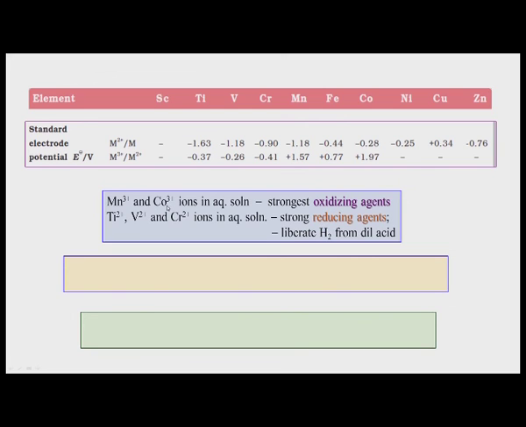So, chromium in the trivalent state and manganese in the trivalent state. Any salt or complex ion, as we will see afterwards, such as trivalent manganese, that means manganese trichloride, or cobalt trichloride, will be oxidizing agents.